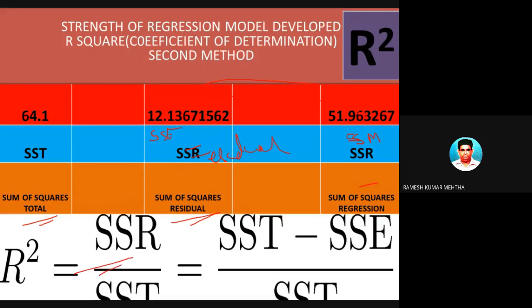So r square is equal to sum of squares model over total, that is 51.96 by 64.1. Another way is sum of squares total 64.1 minus error 12.13, by total 64.1. Same, one and the same.